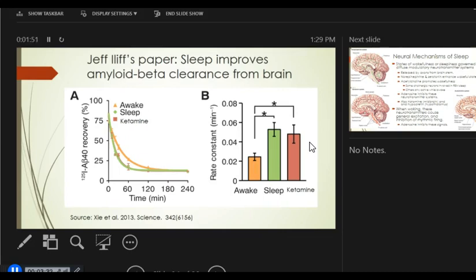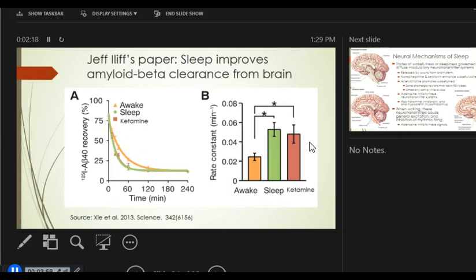So they are initially recovering most of the beta amyloid after they injected it, but then as they wait longer and longer time periods, if you're asleep, there's less and less beta amyloid present within the brain. That's why this line drops down so quickly. Whereas the awake brain doesn't clear that beta amyloid nearly as quickly. So much more of it is still present after an hour than was present in a sleeping brain.